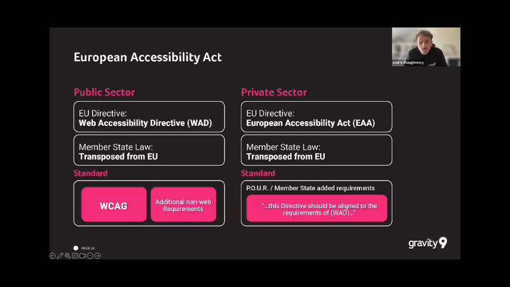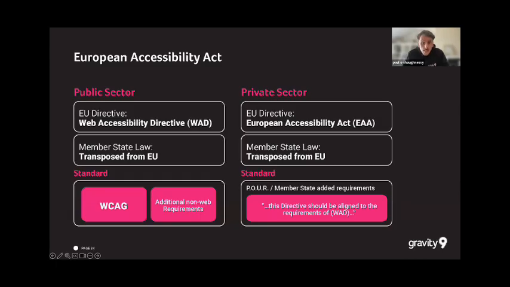Prior to the EAA was the Web Accessibility Directive, otherwise known as the WAD. I'm not sure who named it that; maybe it isn't the best of names. But the WAD was legislation in place before the EAA, and it focused only on the public sector, unfortunately. Thankfully, with the EAA coming into effect, that will include the private sector as well, which I think is definitely well needed in certain countries.